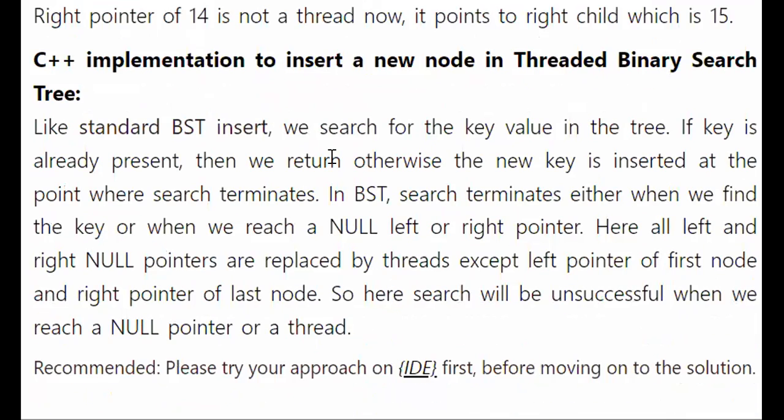By the implementation, using the threaded binary search tree, we have to search for the element in the tree. If the key is already present, then we return; otherwise the new key is inserted at the point where the search terminates. So we have to find the key, or reach a null left or right pointer. Here, all left and right null pointers are replaced by threads, except the left pointer of the first node and the right pointer of the last node. So the search will be unsuccessful when we reach a null pointer instead of a thread.